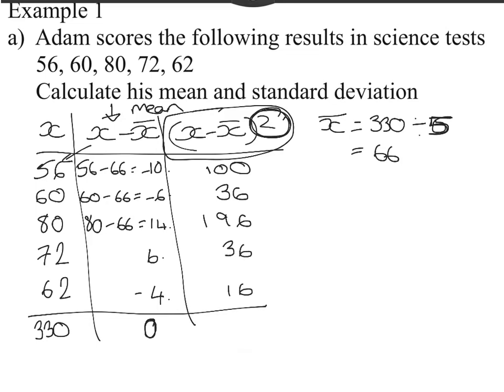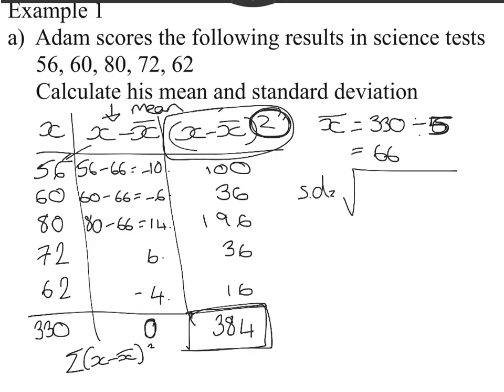Now you are allowed a calculator for standard deviation, so please use it wisely. And our total gives us 384. Now this is the number we are really interested in. What this number here is, that is your sum, your total of the x minus x bar all squared. So I would say that in class, if I was talking, I would say that is the sum of your deviations squared.